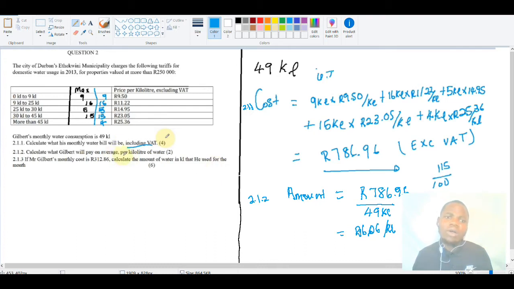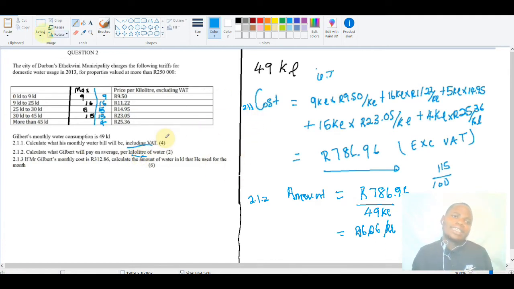Now make sure you read the question. The question was saying on average per kiloliter. So that means your answer must have per kiloliter somewhere. If your answer is not having per kiloliter, then that means you have some problems. He will pay 16 rand per kiloliter. You don't write your answer as 16 rand and leave it there, because they said on average per kiloliter. So that is it for that question.